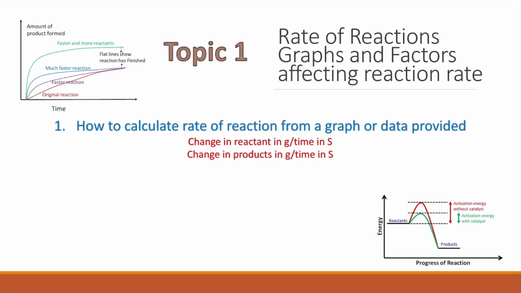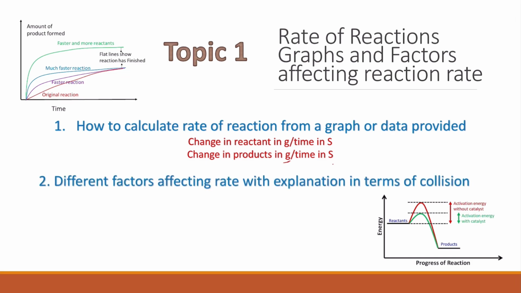You should know how to calculate the rate of the reaction from a graph or data provided. Normally, they will ask you to calculate the average rate of the reaction between 2 points of time, and they will give you the change in the reactants or the change in the product. So the rate will be the change in reactants in grams over time in seconds, or the change in products in grams over time in seconds.